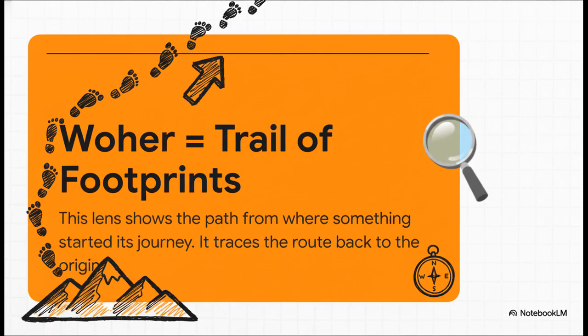And then you have the woher lens. This one is brilliant. It doesn't show you the pin at all. Instead, it shows you the trail of footprints leading up to the pin. It's totally focused on the journey, the path, the origin story. So if wo is the destination, woher is the starting line.